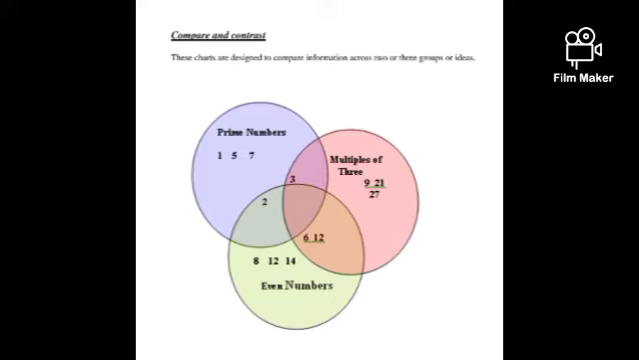This is the third example of graphic organizer known as compare and contrast. These charts are designed to compare information across two or three groups or ideas. In this particular example, a Venn diagram is used to compare three sets that may be given in the problem: the set of prime numbers, the set of multiples of three, and the set of numbers that are even.